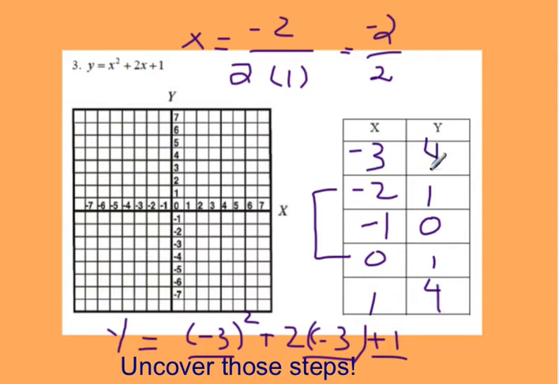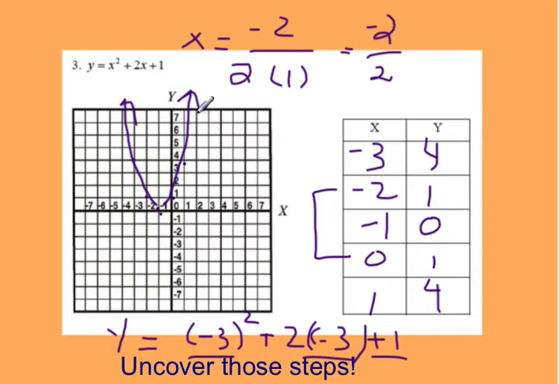So now we're ready to plot this quadratic. So we're going left 1, up 0, and plotting that point. Left 2, up 1, and plotting that point. Over 0, up 1, and plotting that point. Over 1, up 4, and plotting that point. Left 3, up 4, and plotting that point. So then I have a beautiful parabola.